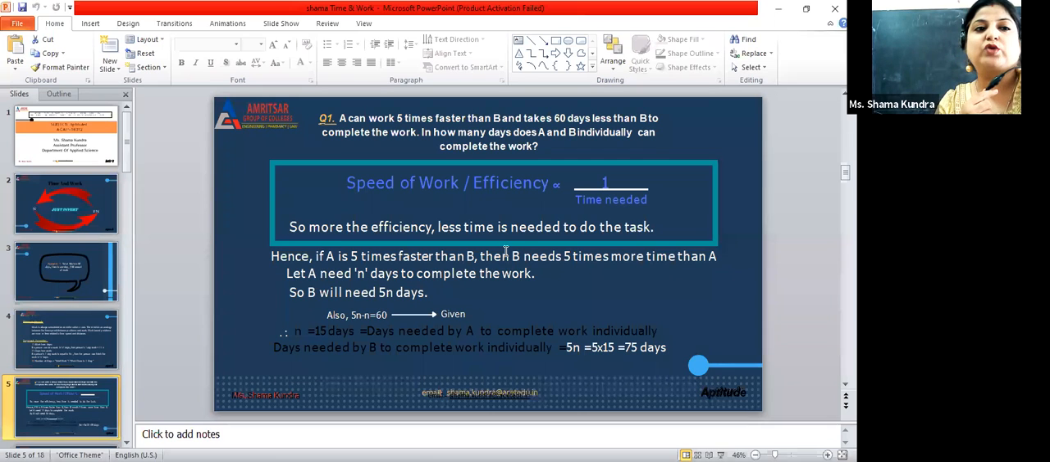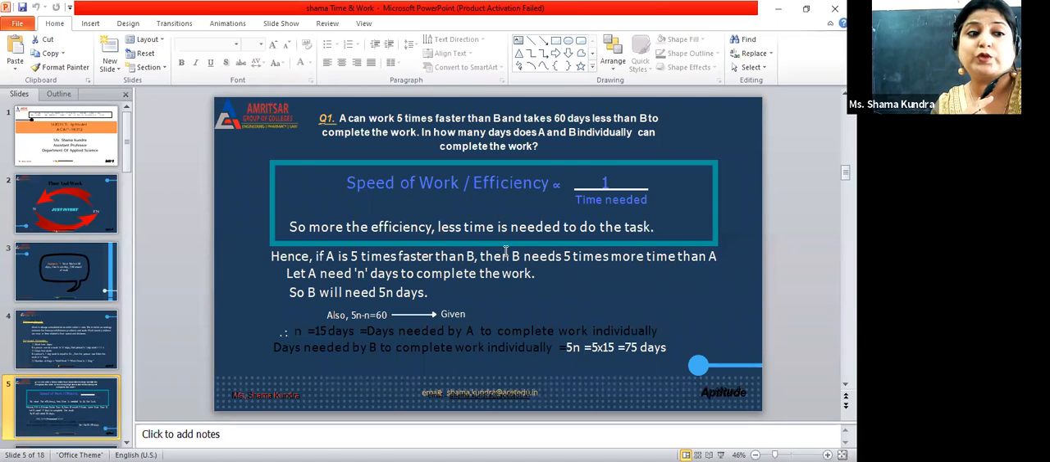Now let's go on to another thing. What is the first sentence? A can work 5 times faster than B. What does that mean? A can work 5 times faster than B means A equals 5 into B. That means B is 5 times slower than A.